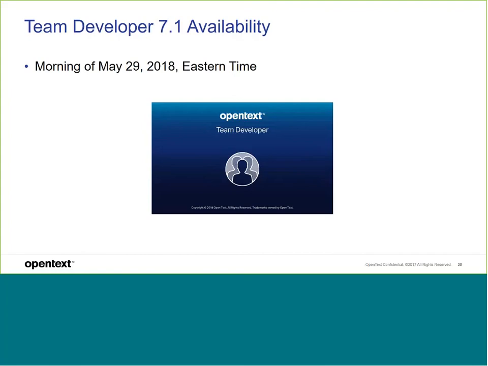So what about availability? Team Developer 7.1 will be available the morning of May 29, 2018, Eastern Time. So be ready for that and get your warranty version. You can then also request your product media code to install your version. Or if you need upgrades, contact sales, and we will be happy to provide you a quote for the Team Developer 7.1 upgrades.